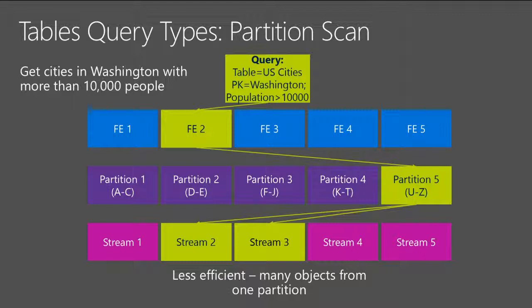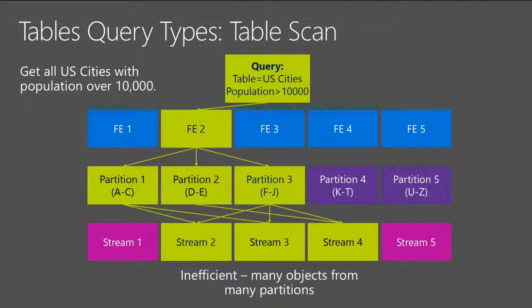This would be equivalent to, if the last one on the blob service was equivalent to a get metadata for a blob, this would be more equivalent to a whole get blob on a large blob that may be spread across multiple stream servers. So it's still okay. We're happy to do this. Still only one partition server involved, but it's going to be a little less efficient than that single object get.